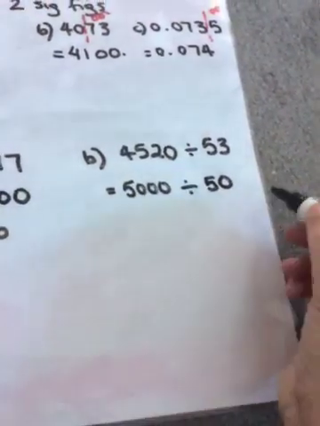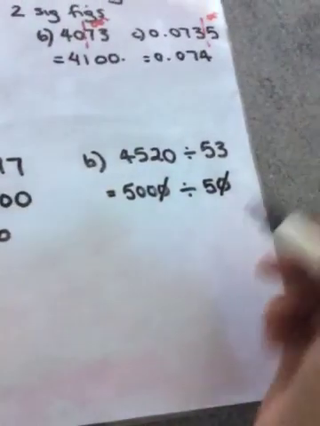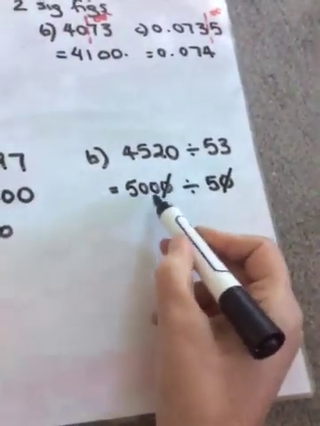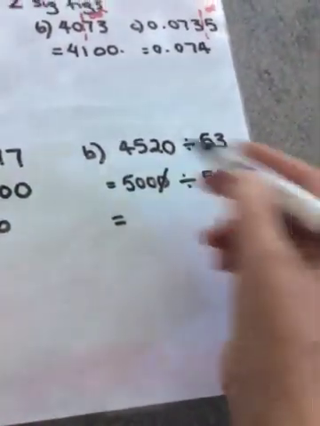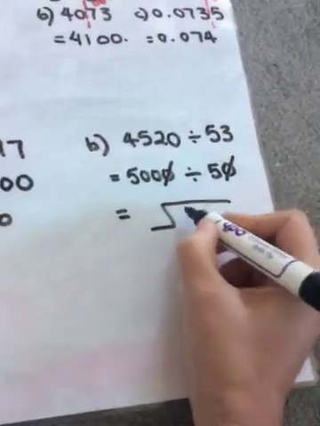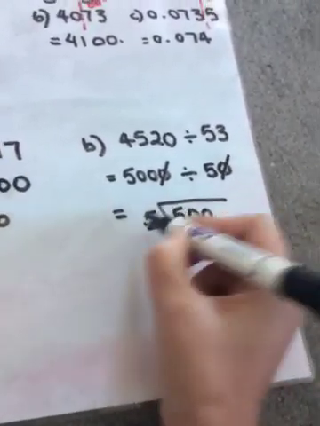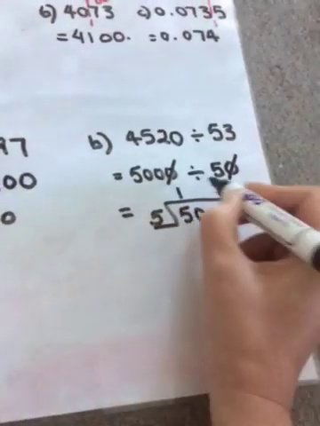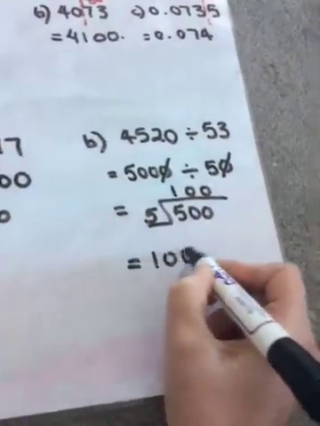Now, to make it even easier, we're going to score off the common 0, and now we've just got the calculation 500 divided by 5. Now, obviously that one's pretty straightforward to do, but if it was something a bit more complicated, you could use your bus stop method at this point. 5 goes into 5 once, and so our final answer would be 100.